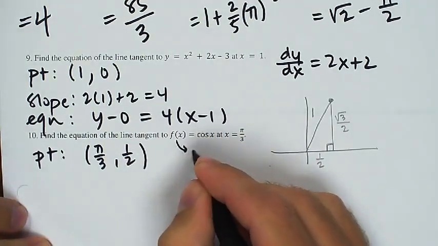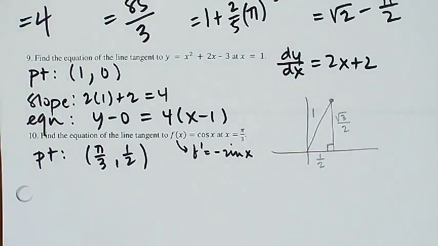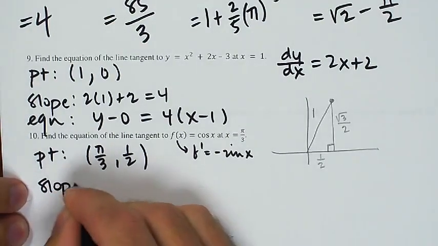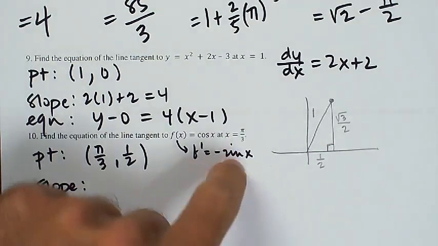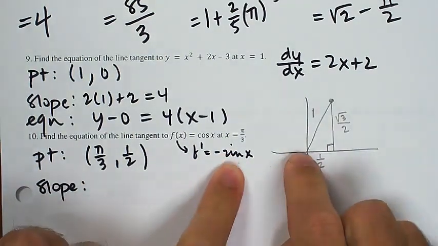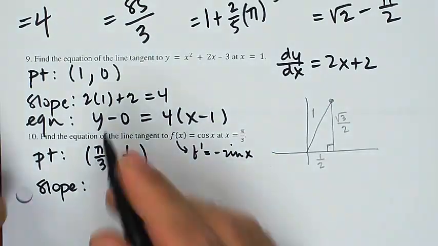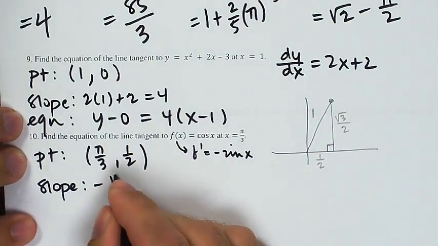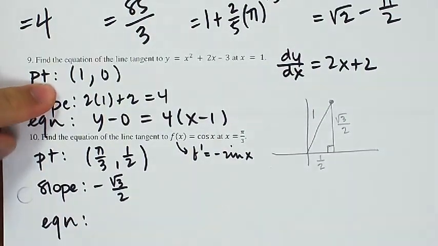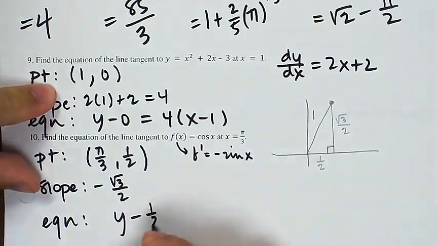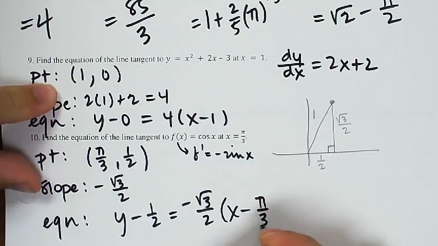Okay, to get the slope, I'm going to need the derivative. And we know the derivative of cosine x is negative sine of x. Okay, so my slope this time is going to be negative sine of pi over 3. Well, what is the sine of pi over 3? That's going to be opposite over hypotenuse. That's root 3 over 2 divided by 1. So that'll be negative root 3 divided by 2. And so I'm ready to write my equation. That'll be y minus a half equals negative root 3 over 2 times x minus pi over 3.